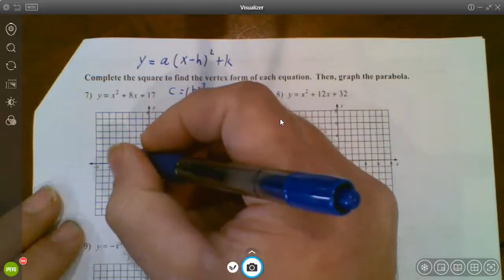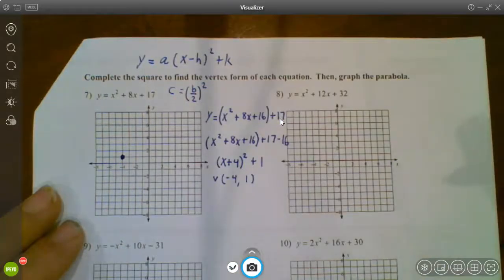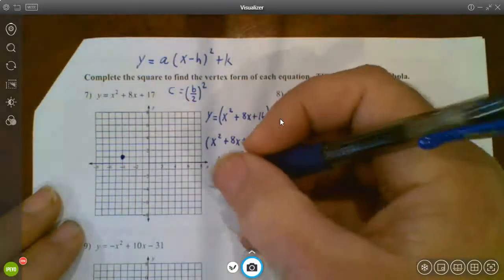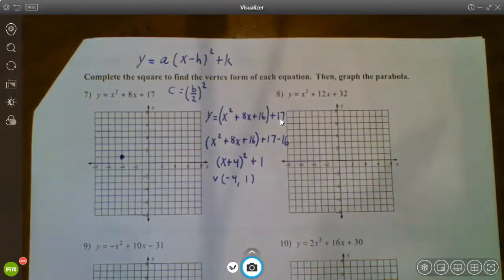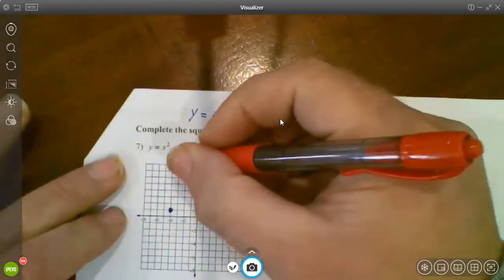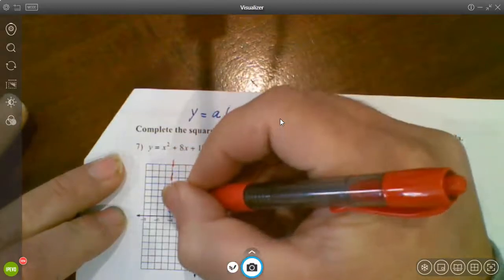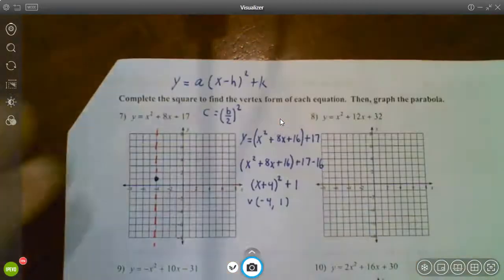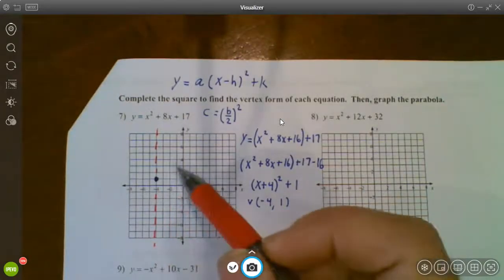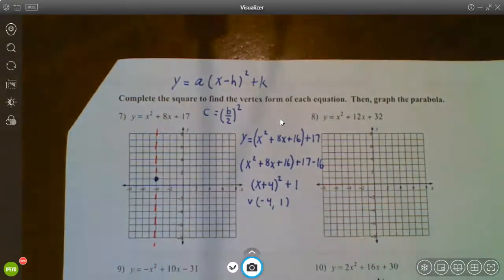So it's going to be right there. Our axis of symmetry always runs right through the middle of that, so it's going to be x equals negative 4. And I always encourage you to draw that because, remember, when we graph it, we're going to be doing the mirror image of some of the points over that line. So it's important to have it.